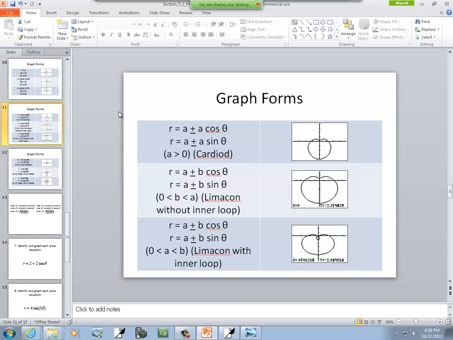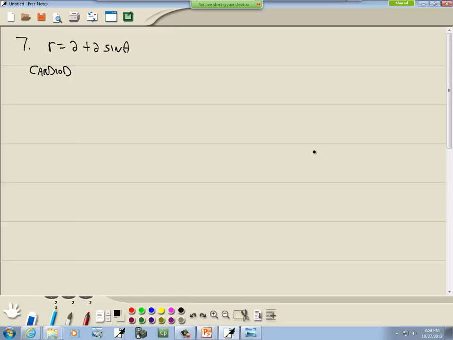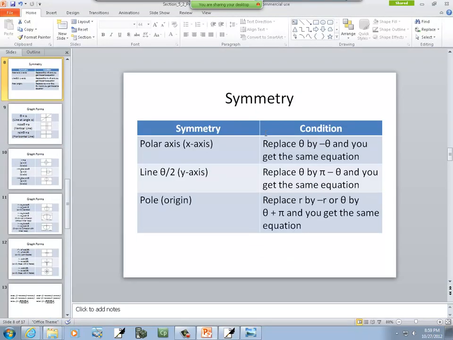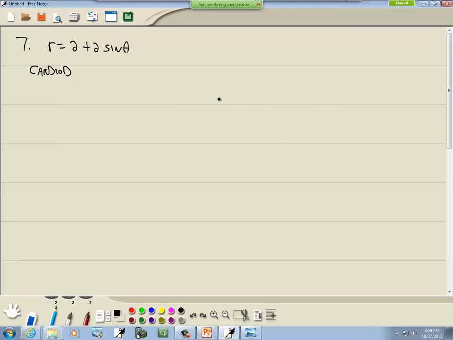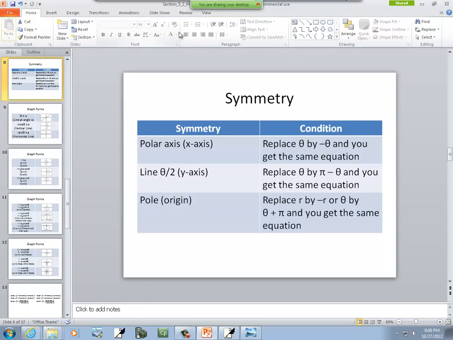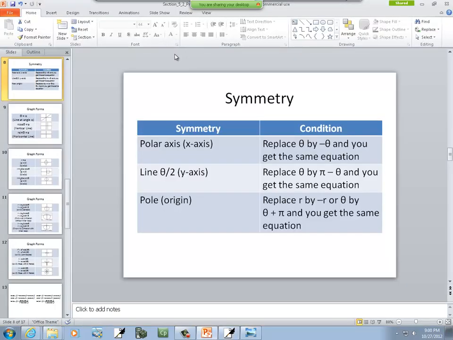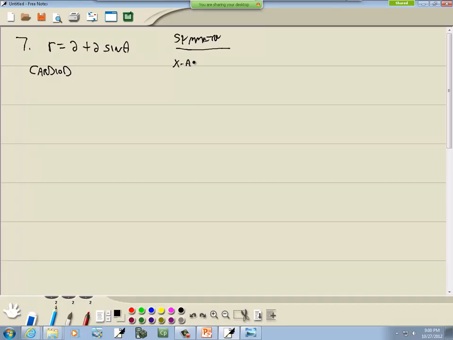You know, it's a kind of good idea to know what you're looking for before you start your graph. And let's do some symmetry tests. Although I could look at the picture there and see what it's symmetric to. Our first one says replace theta by negative theta, and you get the same equation. So this is a test for symmetry. And this one is for the x-axis or the pole axis.